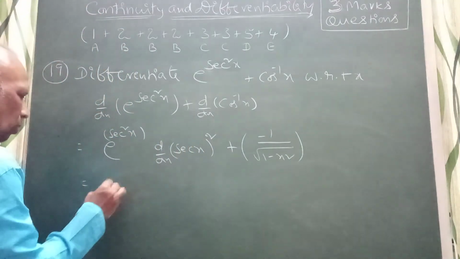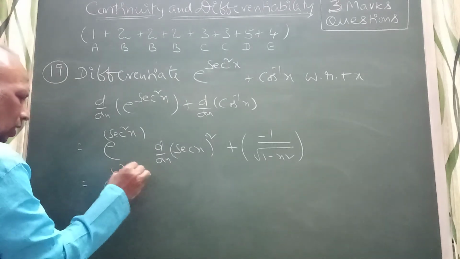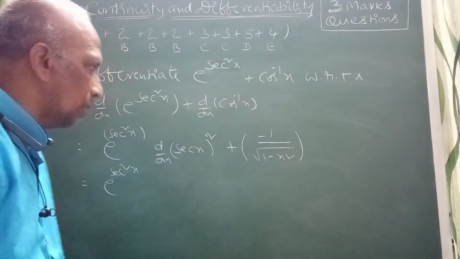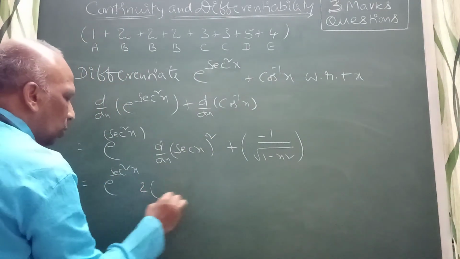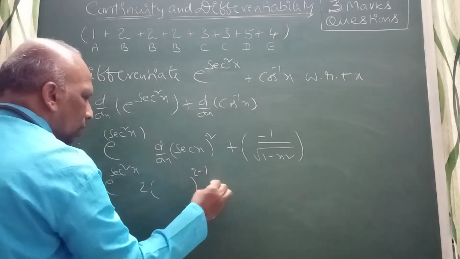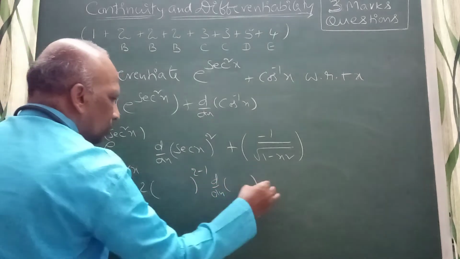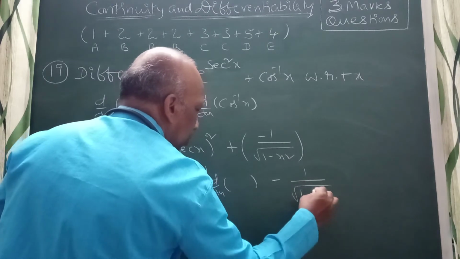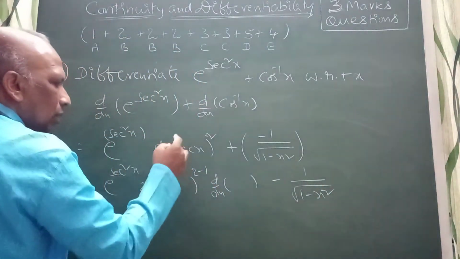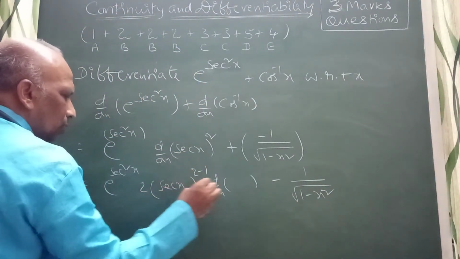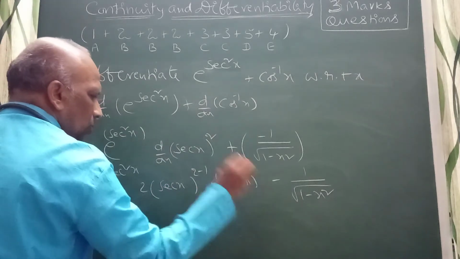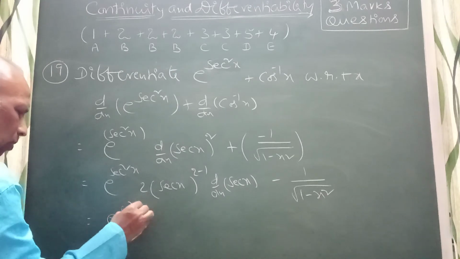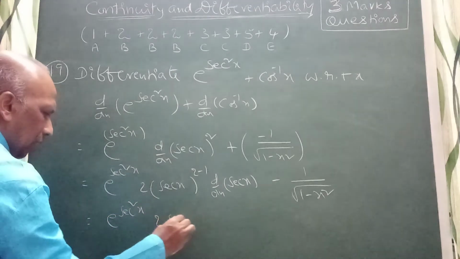Now e power secant square x. It is like x power n. The derivative of x power n is n into x power n minus 1. So you write 2 into secant x power 2 minus 1, d by dx of this. Then plus minus 1 by root of 1 minus x square. Here write secant x. Now this will become e power secant square x into 2 secant x.